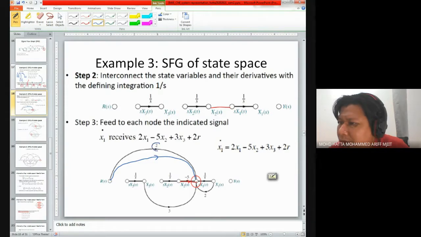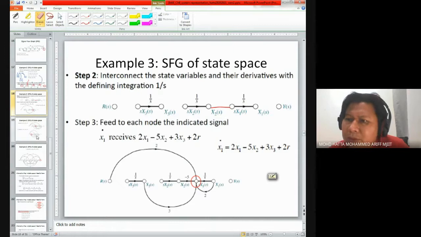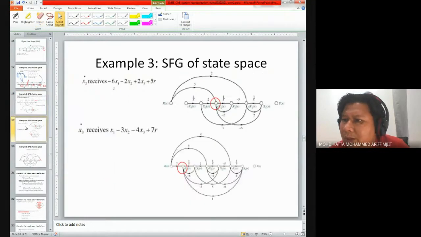The value here is 2. So that's how we draw the connections of the first differential equation. And we will do this for the rest of the equations that we have. So the second equation, which is x2 dot, now we focus on x2 dot and draw a line to it.